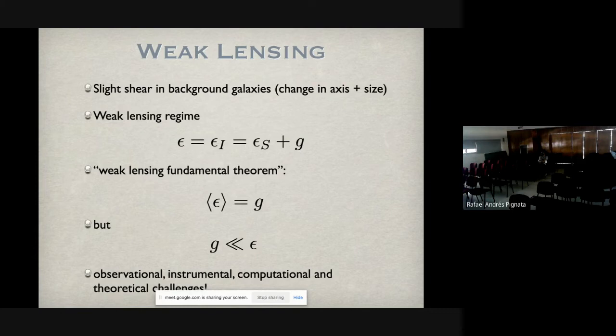The problem is that we have galaxies that have intrinsic ellipticity. So how can you measure this ellipticity induced by the shear, the ellipticity of the image? You assume that galaxies are randomly oriented, so that if I take the mean of a sufficiently large number of galaxies, then this mean orientation will be given by the shear. So that's what we call the weak lensing fundamental theorem.